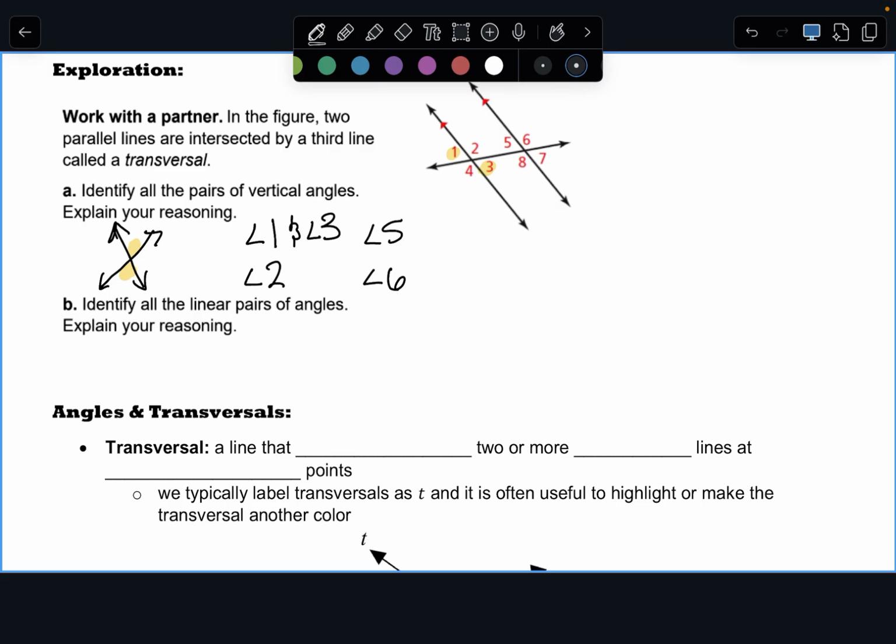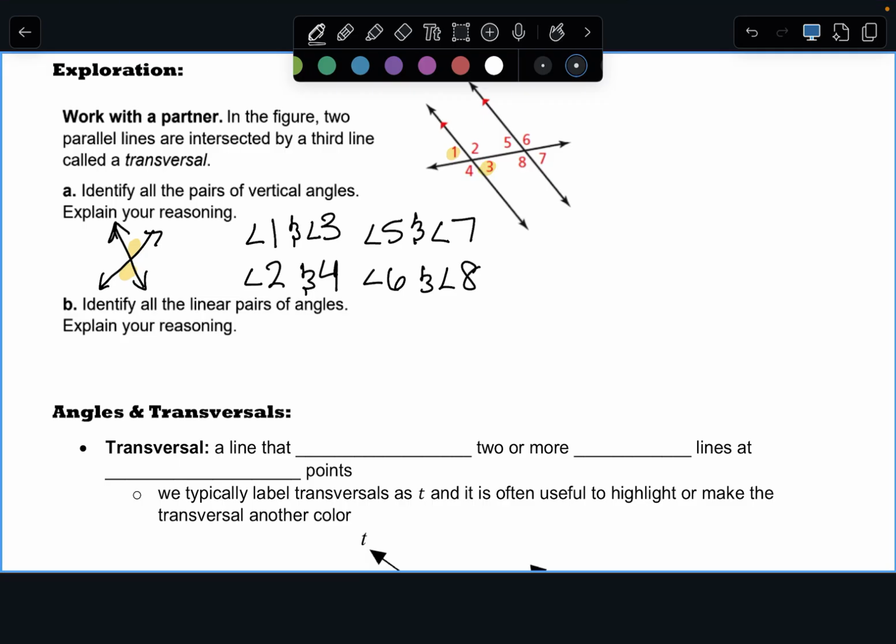We already said angle 1 was angle 3. What's angle 2's pair? I know it's Monday, but we got to wake up a little bit. What's angle 2's vertical angle? 4. What's angle 5's vertical angle? 7. And what's angle 6's vertical angle? 8. Perfect.